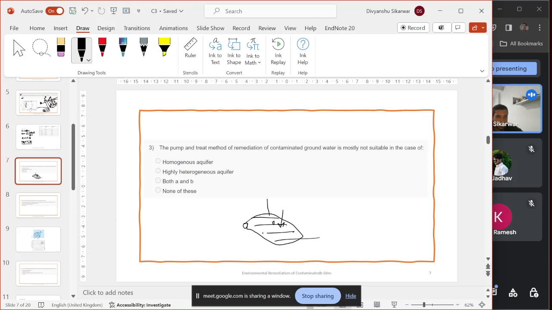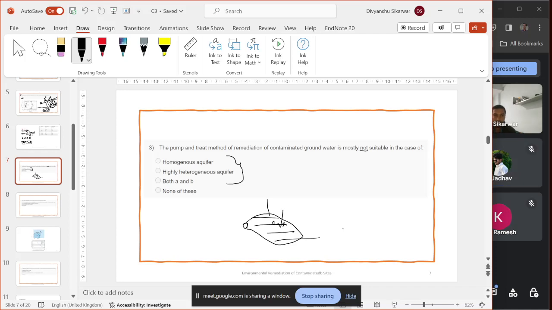This method has some limitations. The question is asking what those limitations are, and you have to find out from these options the specific situation in which pump and treat is not suitable.